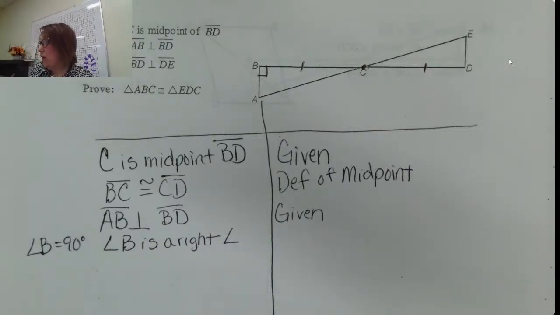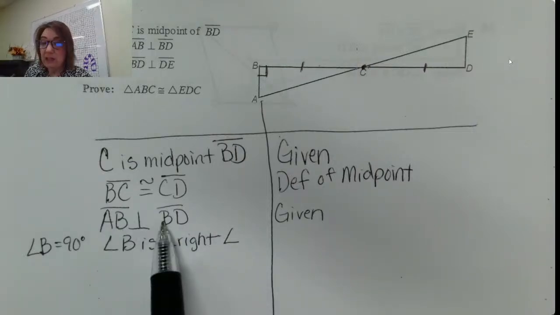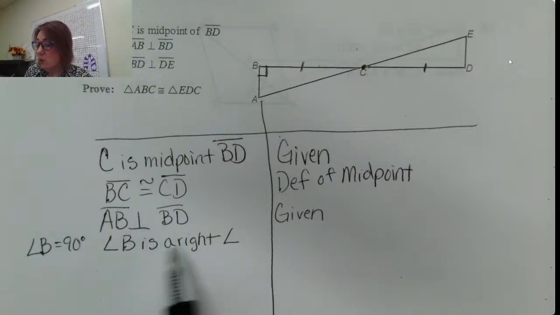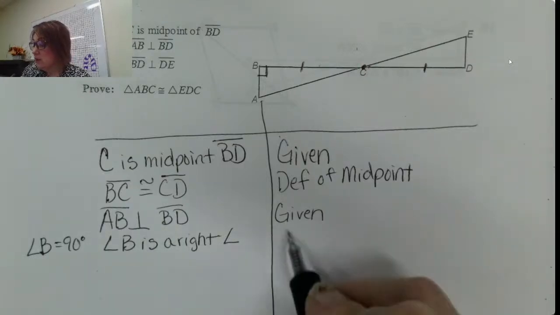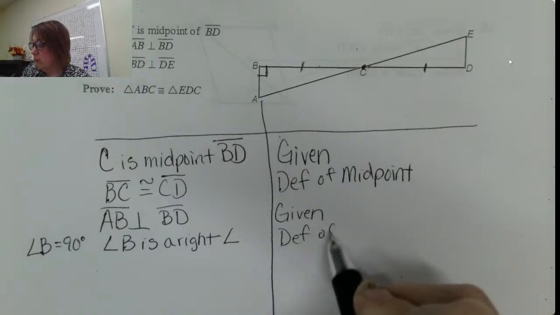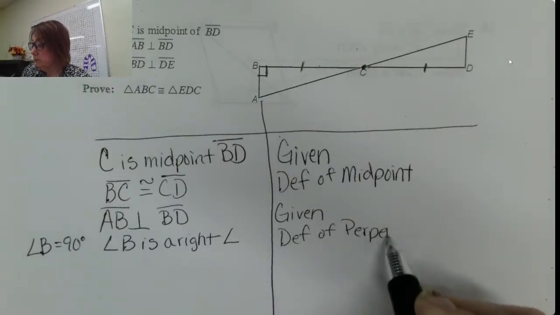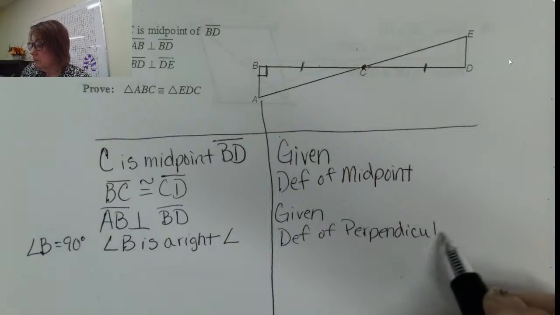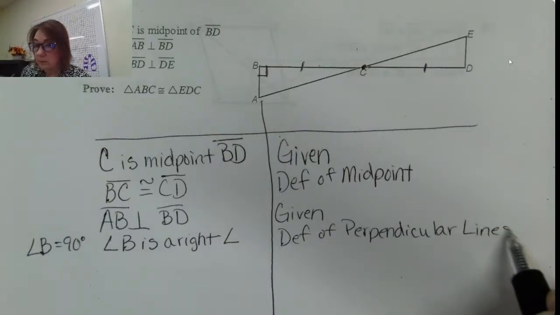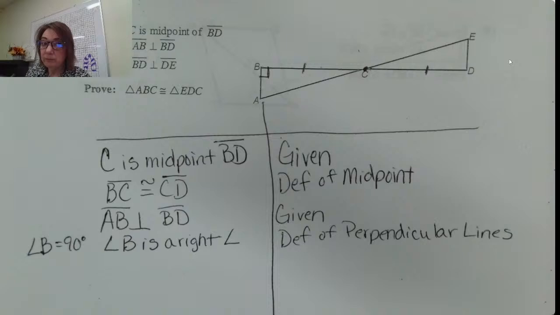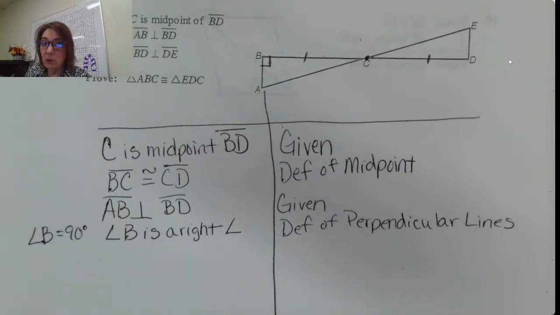Now, how do I know that? What's my reason behind knowing that? What statement did they tell us? They told us these are perpendicular, right? So our reason behind knowing this is definition of perpendicular lines. That's how we know it. All right? Now, what's the next statement they said?